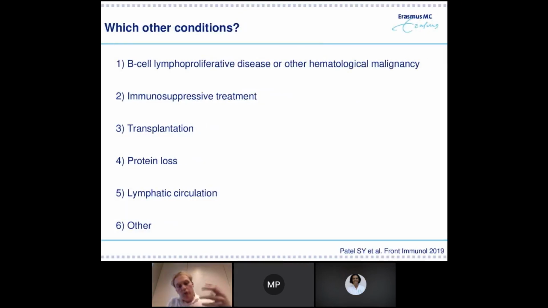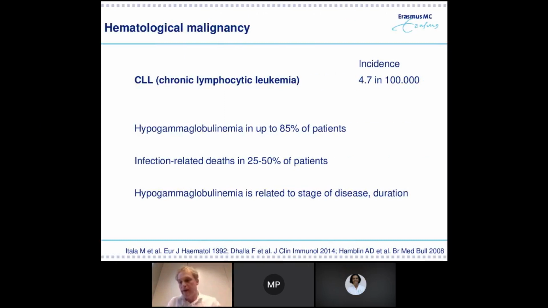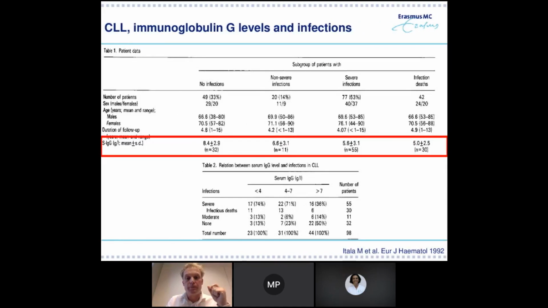So I just want to show you some examples. This is an overview of what can all result in a secondary antibody deficiency, like also shown in the picture, and some examples I will discuss a bit more. So chronic lymphocytic leukemia, which is a hematological malignancy, in up to 85% of patients, hypogammaglobulinemia occurs. And even 25 to 50% of patients suffering from this condition die from an underlying infection. And hypogammaglobulinemia is worse in advanced stage of disease. So it's a very frequently occurring symptom or complication, so to speak, in this kind of leukemia.